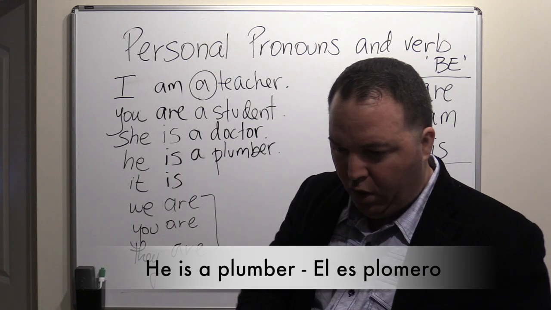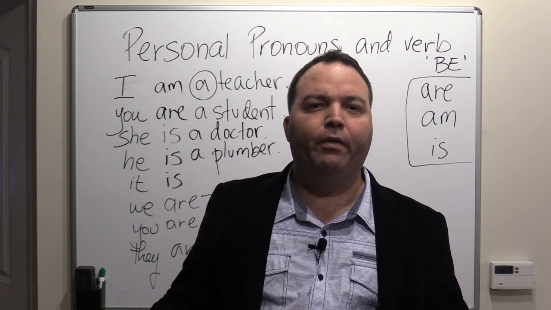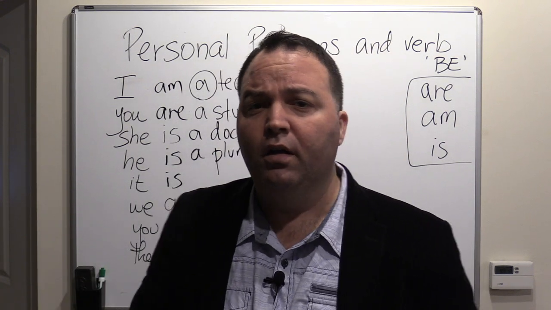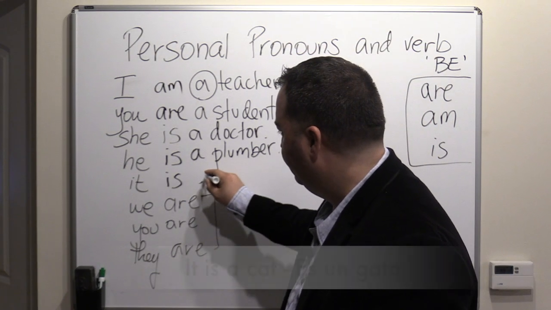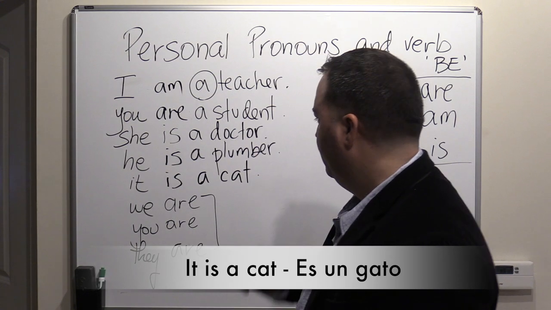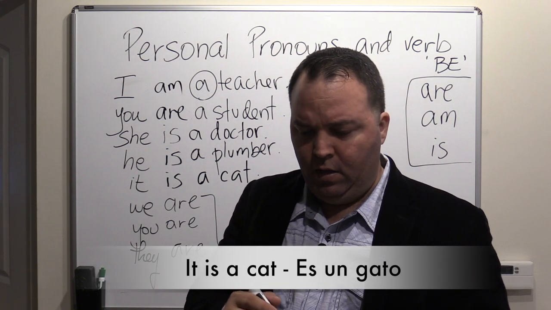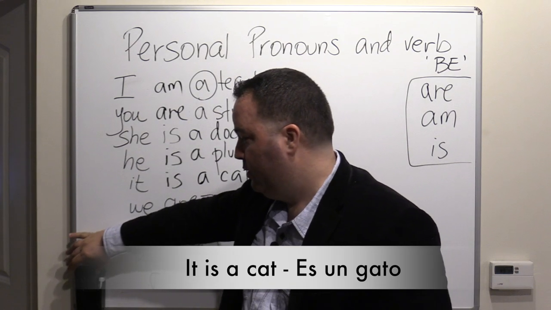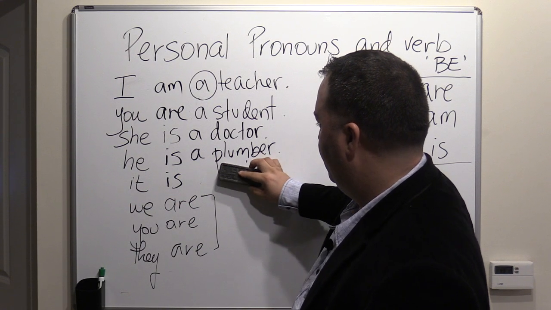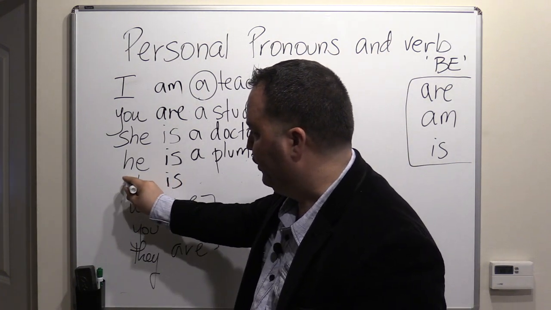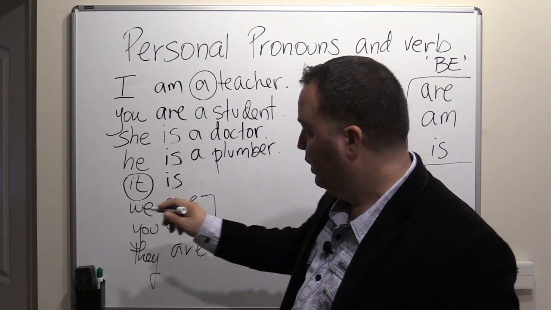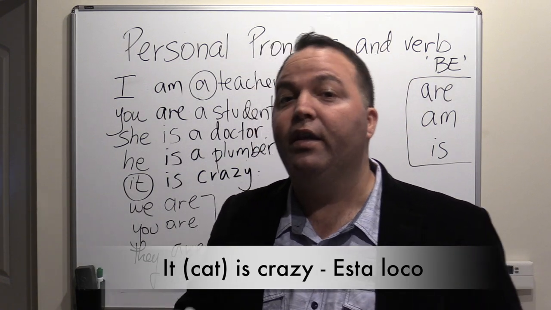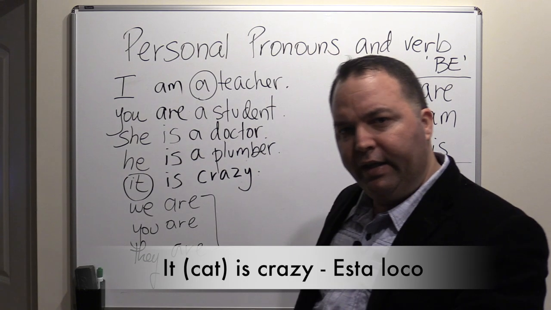It is, okay. Think about something that is not a person. Piensa en algo que no es una persona. Un gato, un perro, a dog, a cat. Okay, a cat, a dog. So, it is what? A cat. It is a cat. But the cat is crazy. The cat is crazy, okay? So we can say, this is the cat. Este es el gato. It is crazy. So we can say, the cat is crazy. It is crazy. It's the same thing. Es lo mismo, okay?